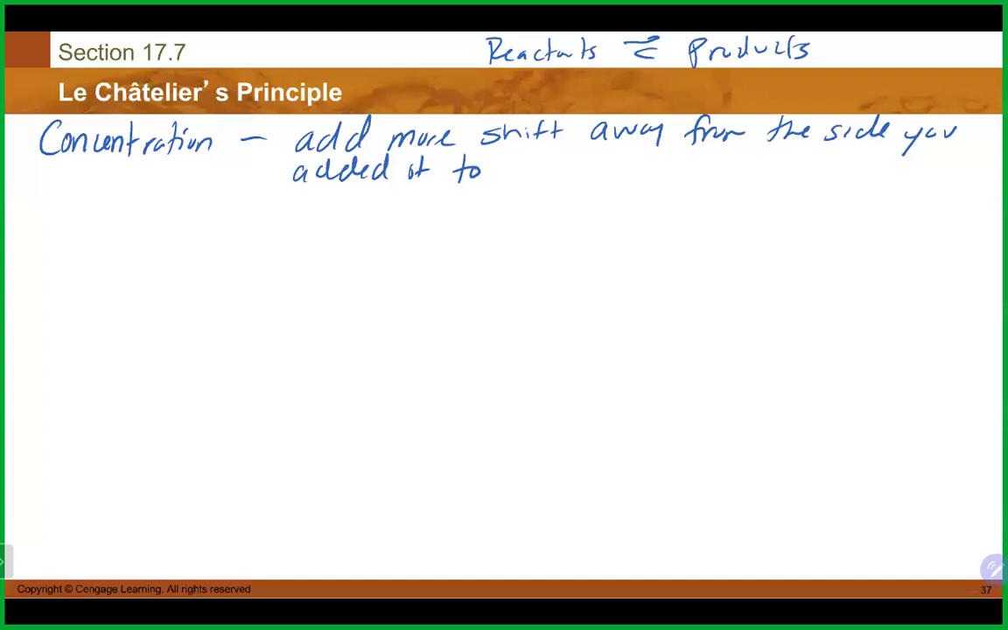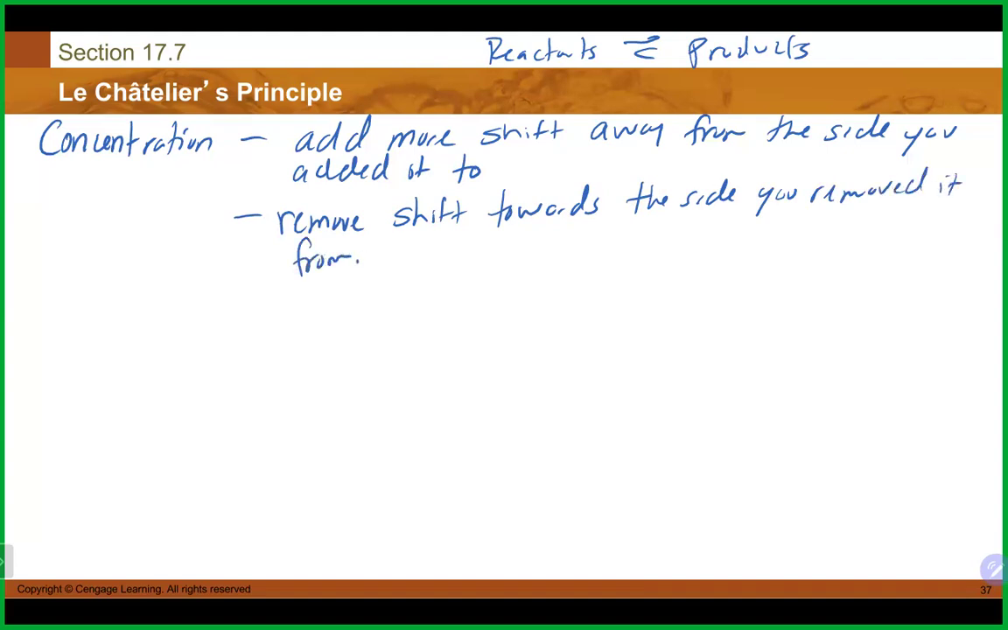A-A is a good way to remember that. Add away, right? If you remove something, it will actually shift towards the side you removed it from. You can think about it this way: if you remove something, you create like a hole on that side, so it's got to go towards the hole to fill it. So if you remove reactants, it will go to the reactant side. If you remove products, it will go to the product side.